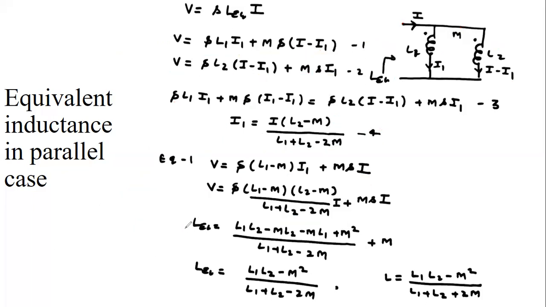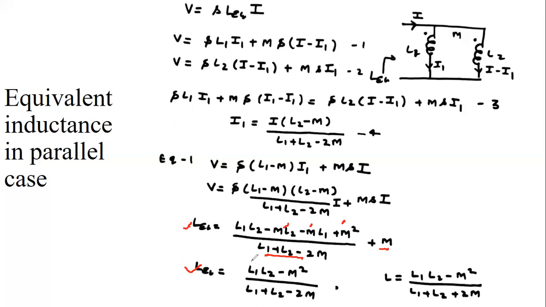So L equivalent of the circuit becomes: just leave all the terms, multiply, this is L1 L2 minus ML2 minus ML1 minus M squared, divided by this term, plus M. Okay, so rewriting this equation, L equivalent of the circuit becomes (L1 L2 minus M square) upon (L1 plus L2 minus 2M).